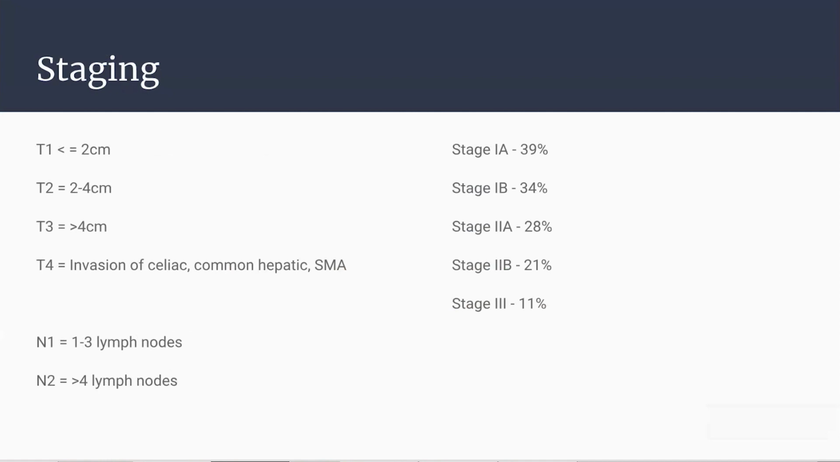Of note, 5-year survival rates are dependent on stage, and as you would expect, get worse with increasing stage. As you can see, the 5-year survival rates for stage 1A is approximately 39%, 34% for stage 1B, 28% for stage 2A, 21% for stage 2B, which means that they have some lymph nodes that are positive, and 11% for stage 3.